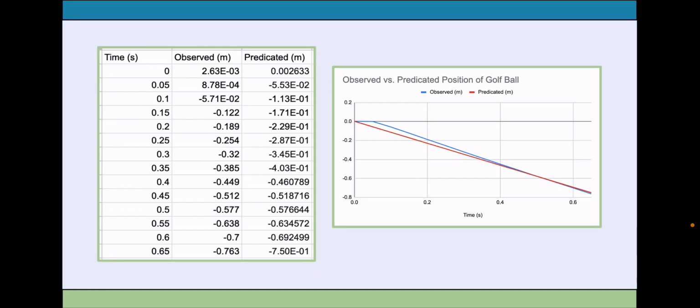I then put it into Google Sheets and turned it into a chart, which you can see on the right-hand side. The red basically shows the predicted or the computation from the GlowScript, and the blue is observed from my data that I collected from my Tracker video.